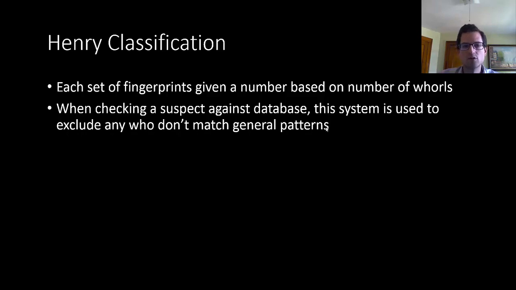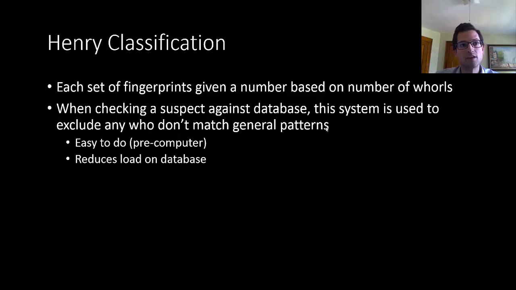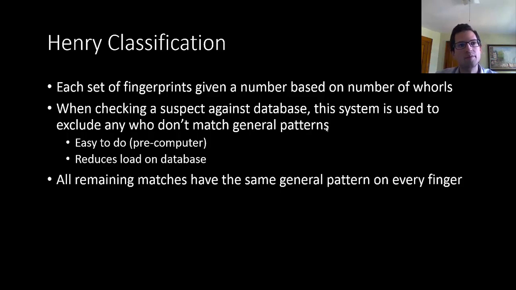So this is just like a first sort of rough estimate. This is easy to do. Even pre-computer, you can do this pretty fast. It reduces the load today on databases, so you can sort through things more quickly. And so what you end up with is the results from such a comparison would be a bunch of matches that have the same general pattern on every finger.